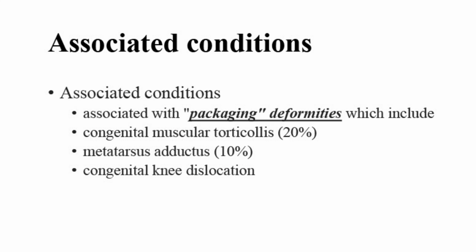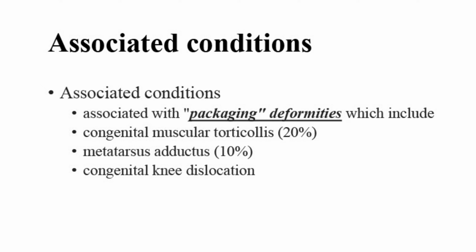So when you see these packaging deformities, you have to be careful about DDH. So what do packaging deformities mean? Actually, when the fetus got packed up within the tummy of our mother, that means we have to be careful about DDH, developmental dysplasia of the hip. So these are the examples: congenital muscular torticollis, metatarsus adductus, congenital knee dislocation.